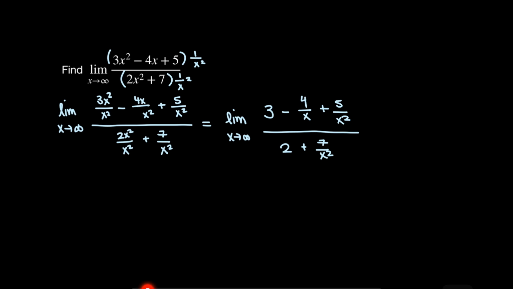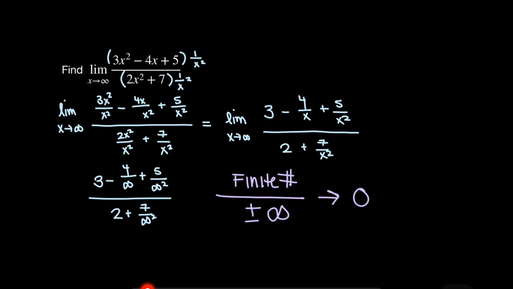And we can do some algebra. We can simplify this. That first term in the numerator, the x squareds cancel out, and we're just going to be left with a 3. The second term in the numerator, we can cancel one of those x's out, and that's going to become minus 4 over x. And then I'll just leave that 5 over x squared. In the denominator, the x squareds cancel out in that first term. We're just left with 2, and then we still have that plus 7 over x squared. So now that I've done some algebra, I'm going to plug my infinity in.